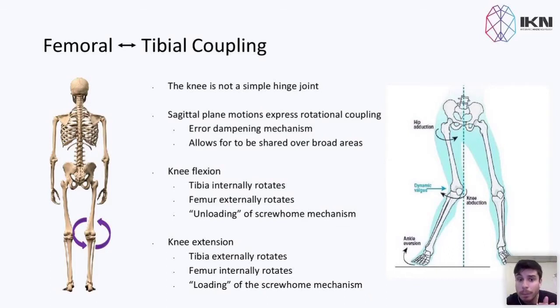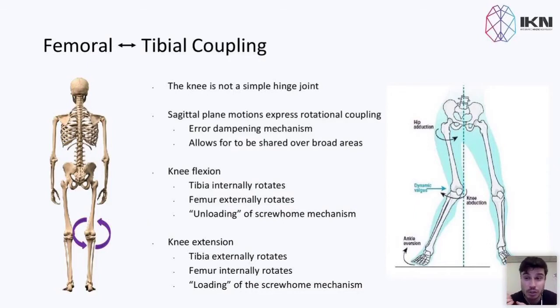Now that rotational coupling serves as an error dampening mechanism. So when we have that slight coupling between the femur and the tibia, that allows for stress to be distributed from the foot up through the limb. That rotation allows for that stress to be shared across a broader surface area.